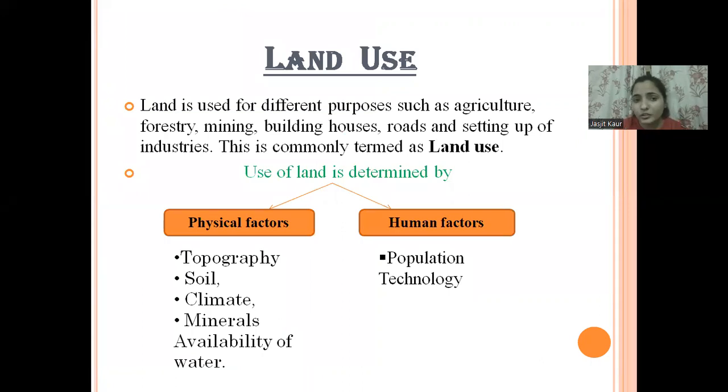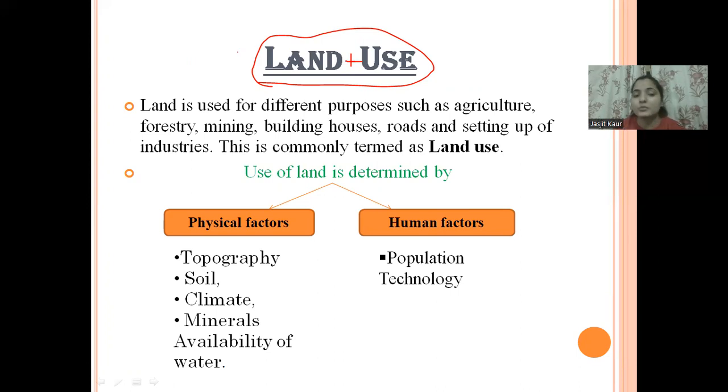Now talking about land use, the term is a combination of two words, land plus use. Land use means the different purposes for which we are using a particular land. We can use one particular land for roads, for agriculture, for mining, for setting up industries, for building our houses, for forestry also. How one particular land is being used for different purposes is termed as land use.